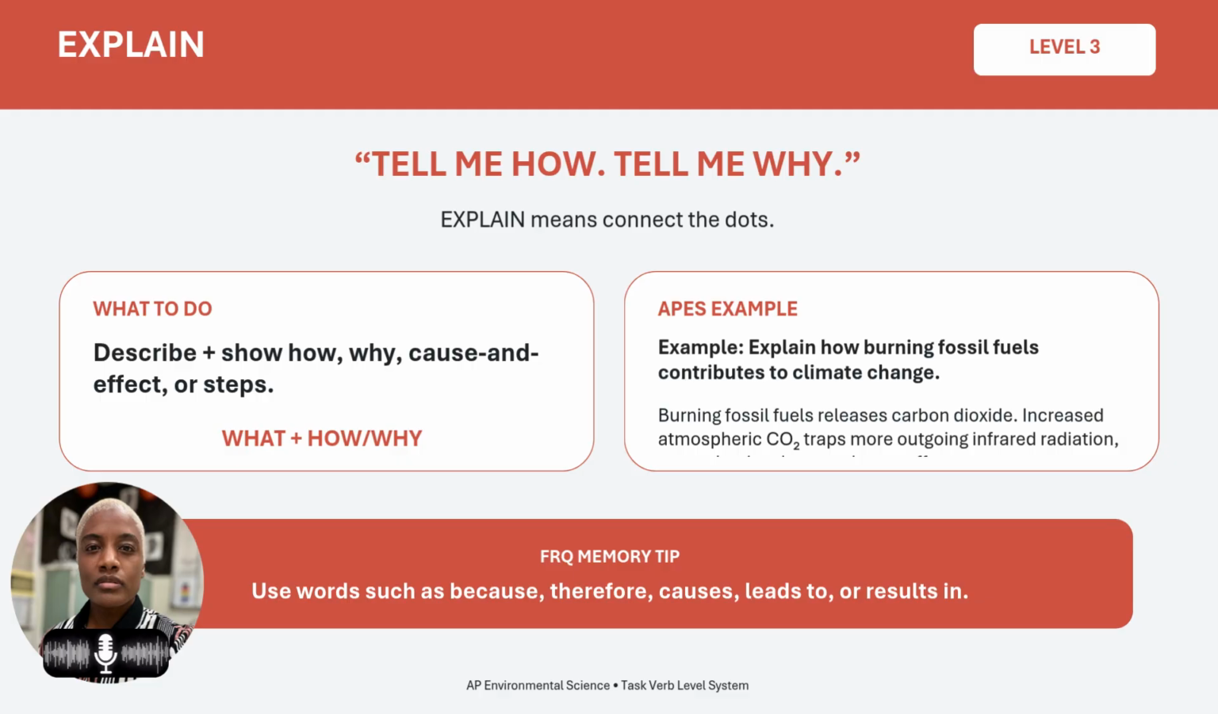Explain how burning fossil fuels contributes to climate change. So our answer, we've got burning fossil fuels releases carbon dioxide. So stop for a minute. We have first, in that first sentence, we have identified the issue and how it contributes to the climate change. But we're not done yet. We now have to tell the how and the why. So next it says increased atmospheric CO2 traps more outgoing infrared radiation, strengthening the greenhouse effect.